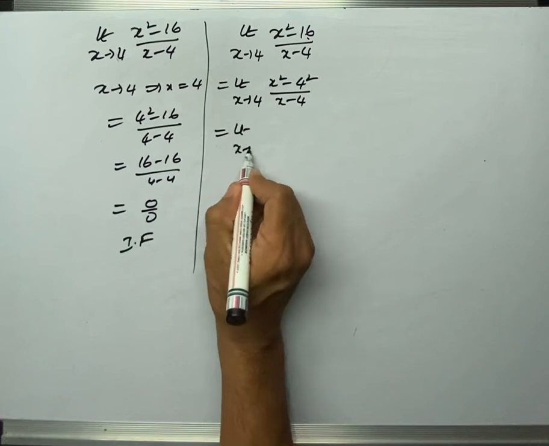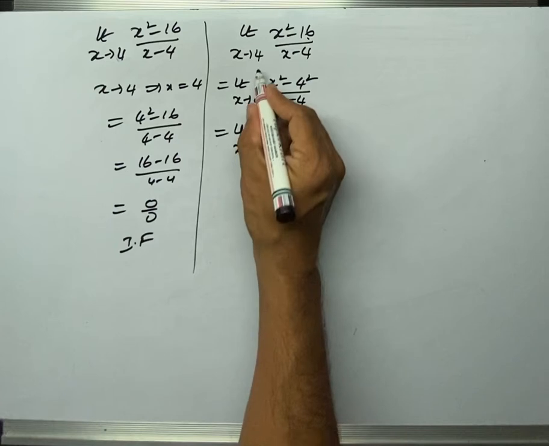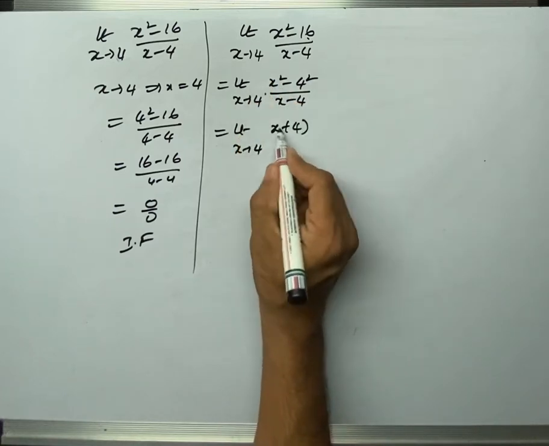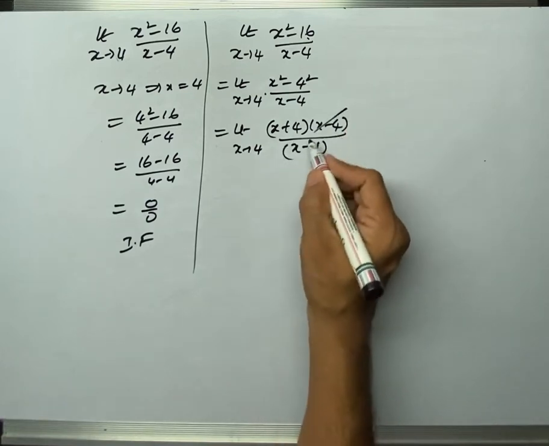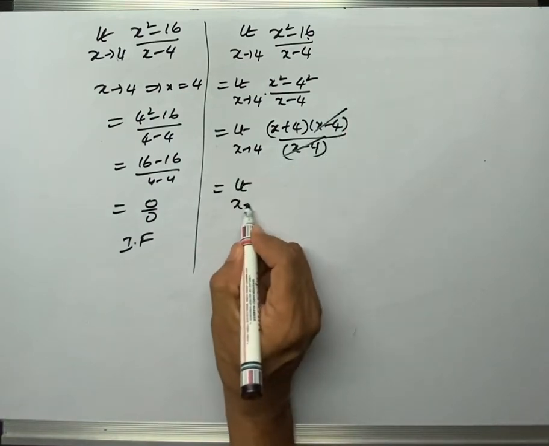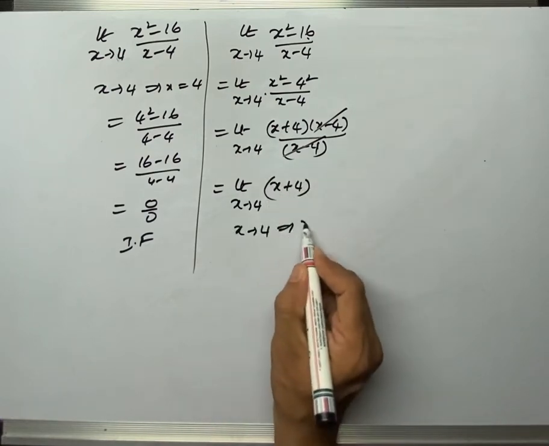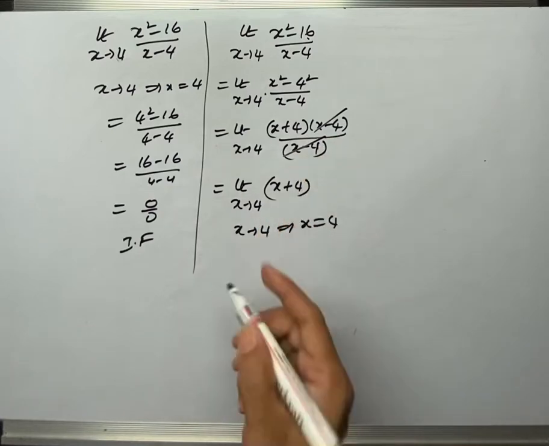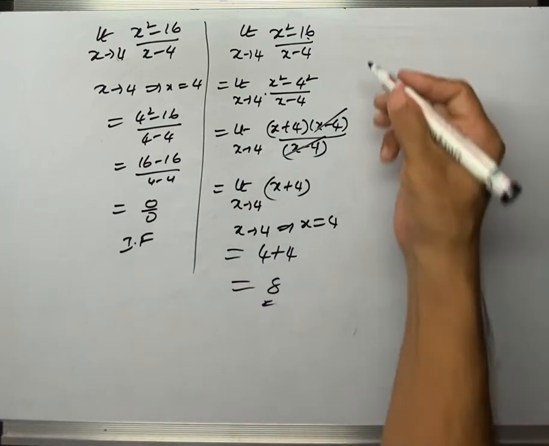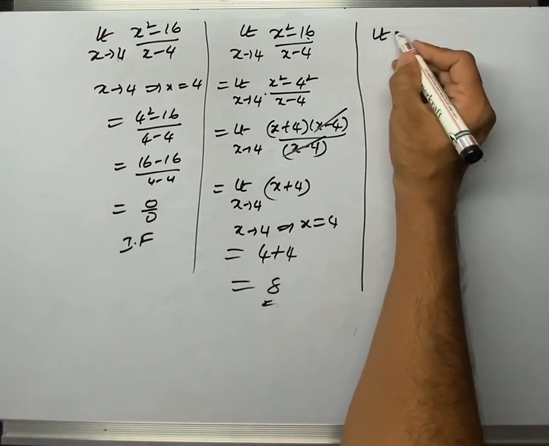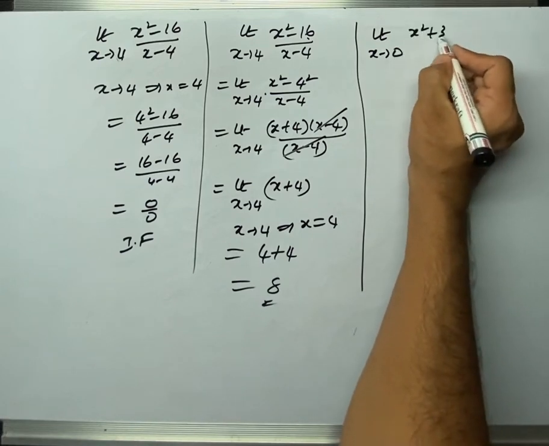Now I am writing the limit as it is because we are not substituting. If there is no substitution, we have to write the limit as it is. Here, x plus 4 into x minus 4 by x minus 4. Now these two cancel. Limit x tends to 4, x plus 4. So x tends to 4 implies x is equal to 4. After cancellation, I am substituting 4 in place of x. So 4 plus 4 is how much? 8.